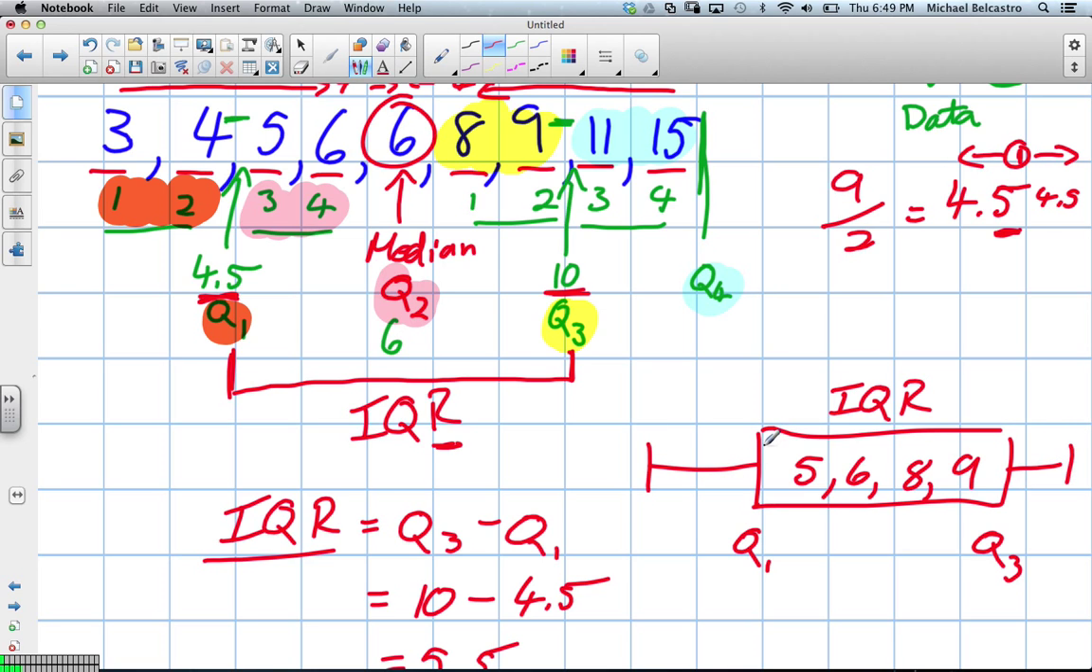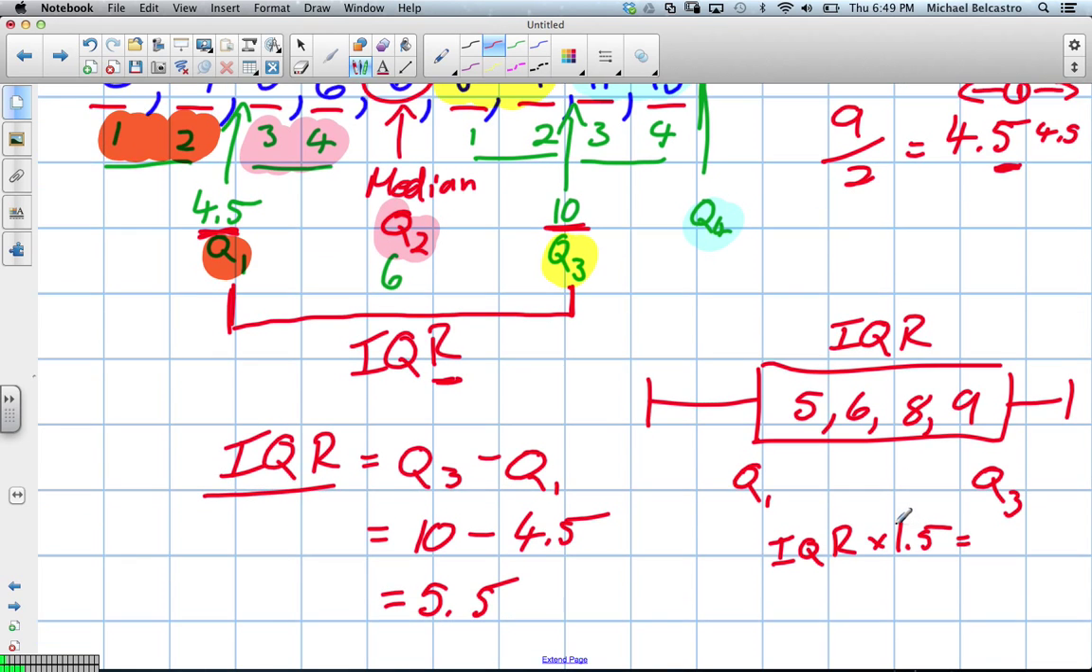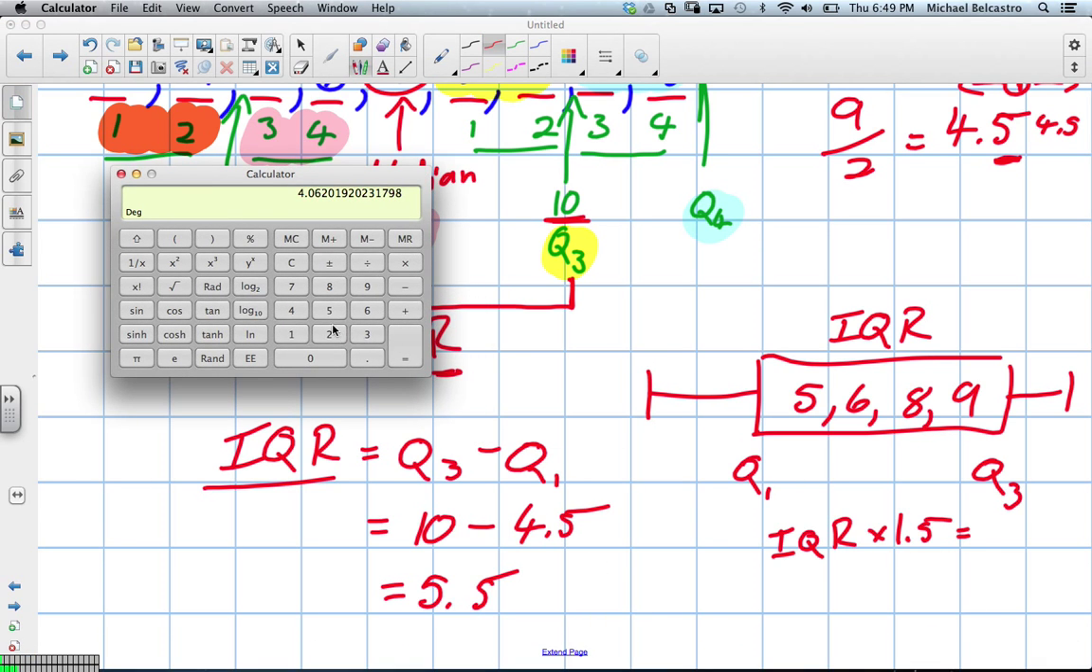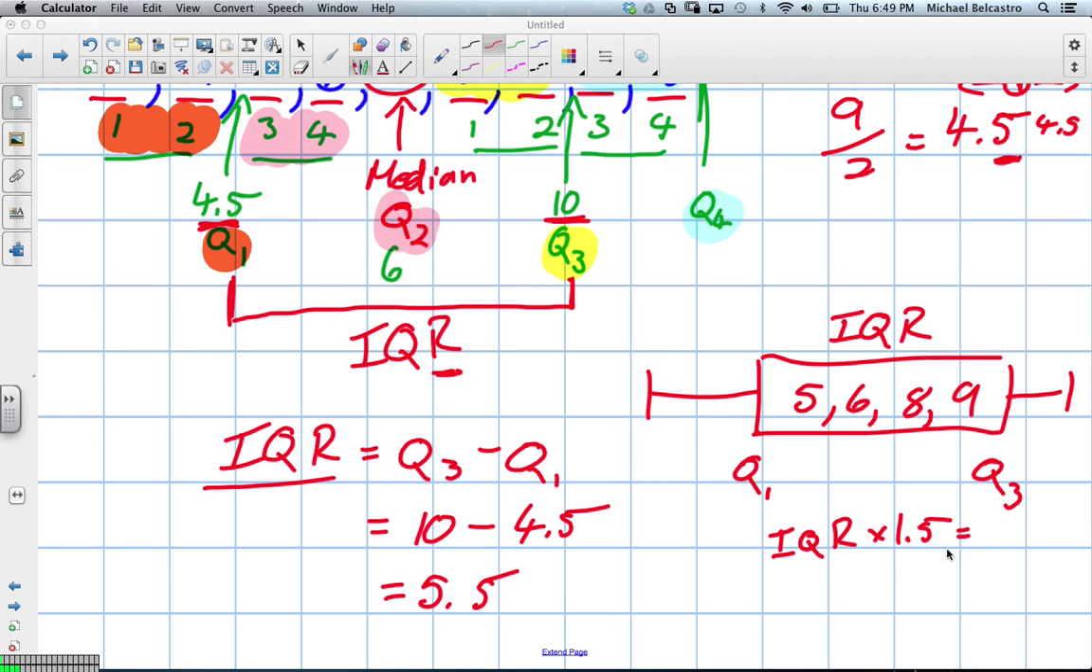And usually what you do with those whiskers is you multiply the IQR, I'm not sure if I'm going to talk about it with you guys, by 1.5. And in this case, that's 5.5 times 1.5, so 8.25. Okay, and that's how far the ends of these whiskers go.